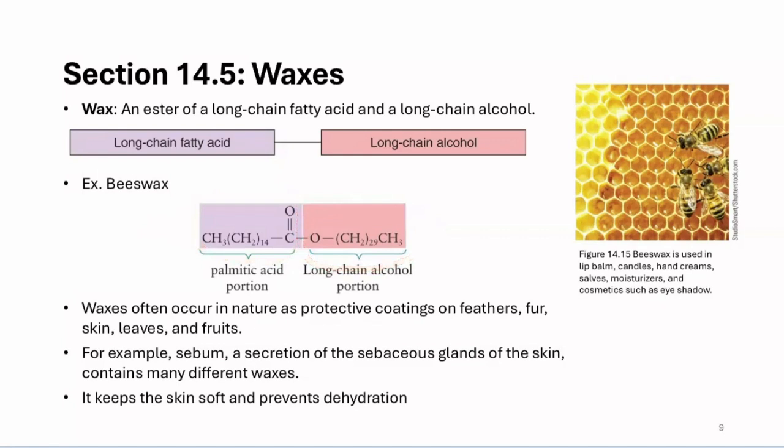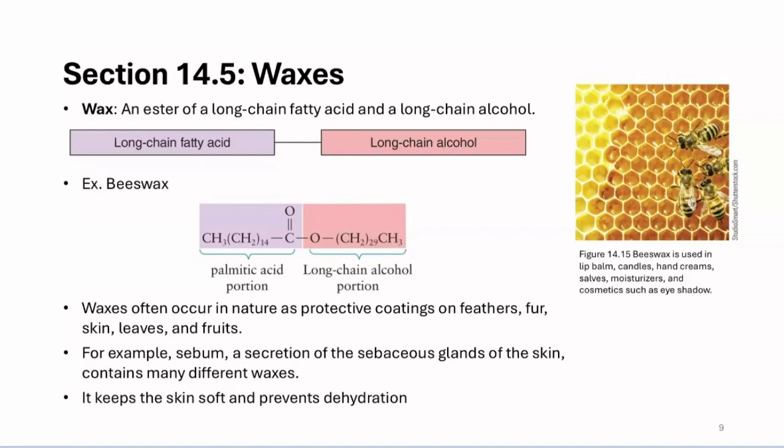Waxes often occur in nature, and they are part of protective coatings that are present in feathers, in fur, in skin, leaves, and even fruits. Let's understand that waxes can be present in plants and they can also be present in animals. An example of a wax is sebum, which is secreted from the glands of the skin and contains different waxes.